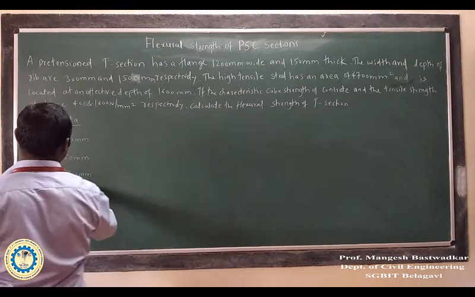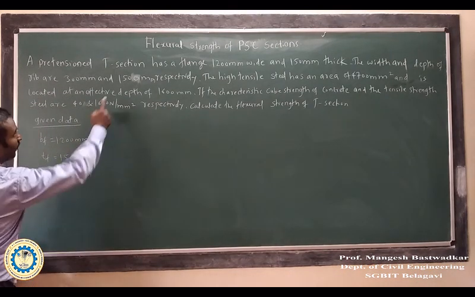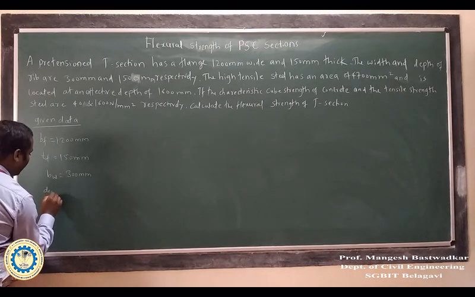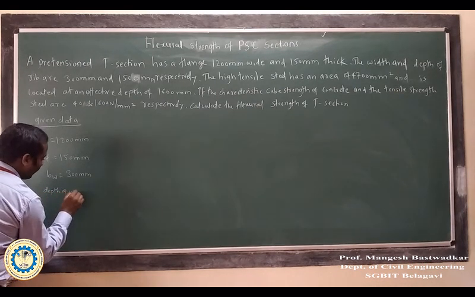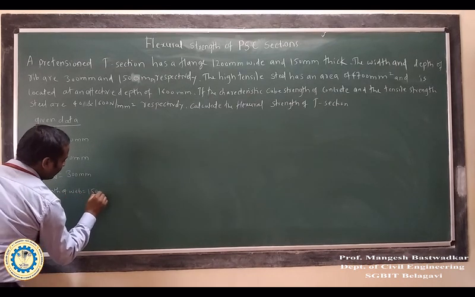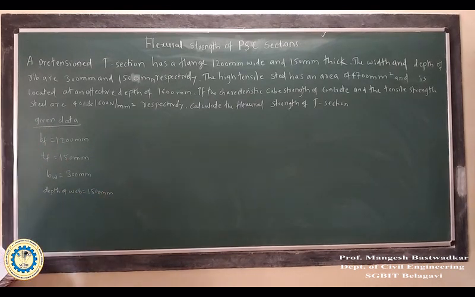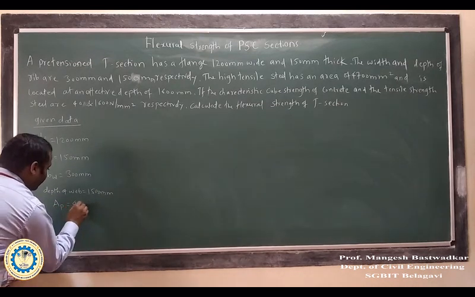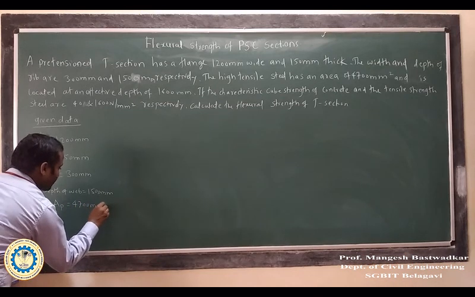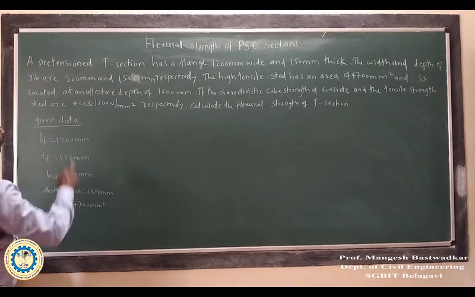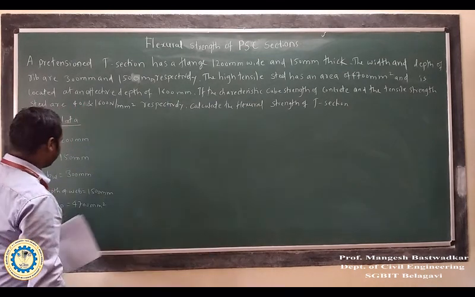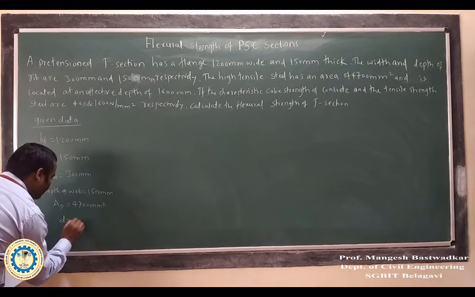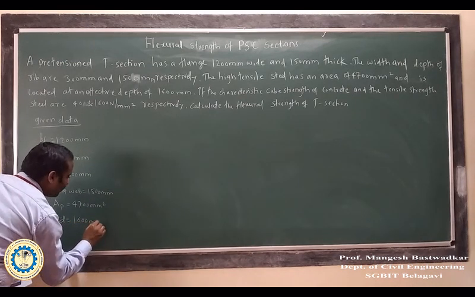Width of the web is 300 mm. Then the depth of web is equal to 1500 mm. Then the area of steel is given as 4700 mm square. Next, located at an effective cover of 1600 mm. So effective depth is given as 1600 mm.